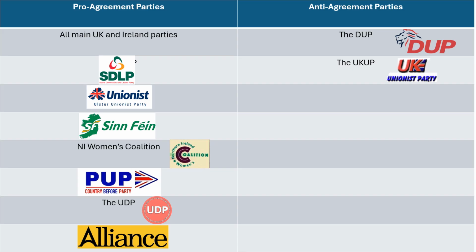This is then just a sort of table showing you the list of parties who were in favour of the Good Friday Agreement and those who were against the Good Friday Agreement. All main political parties in the United Kingdom and in the Republic of Ireland supported this. The Labour Party supported it in Britain, the Conservative Party supported it, the Liberal Democrats, and so on. They all were behind this agreement. In the Republic of Ireland, Fianna Fáil, Fine Gael, they were all behind this agreement. The Labour Party of Ireland, they all supported this agreement.